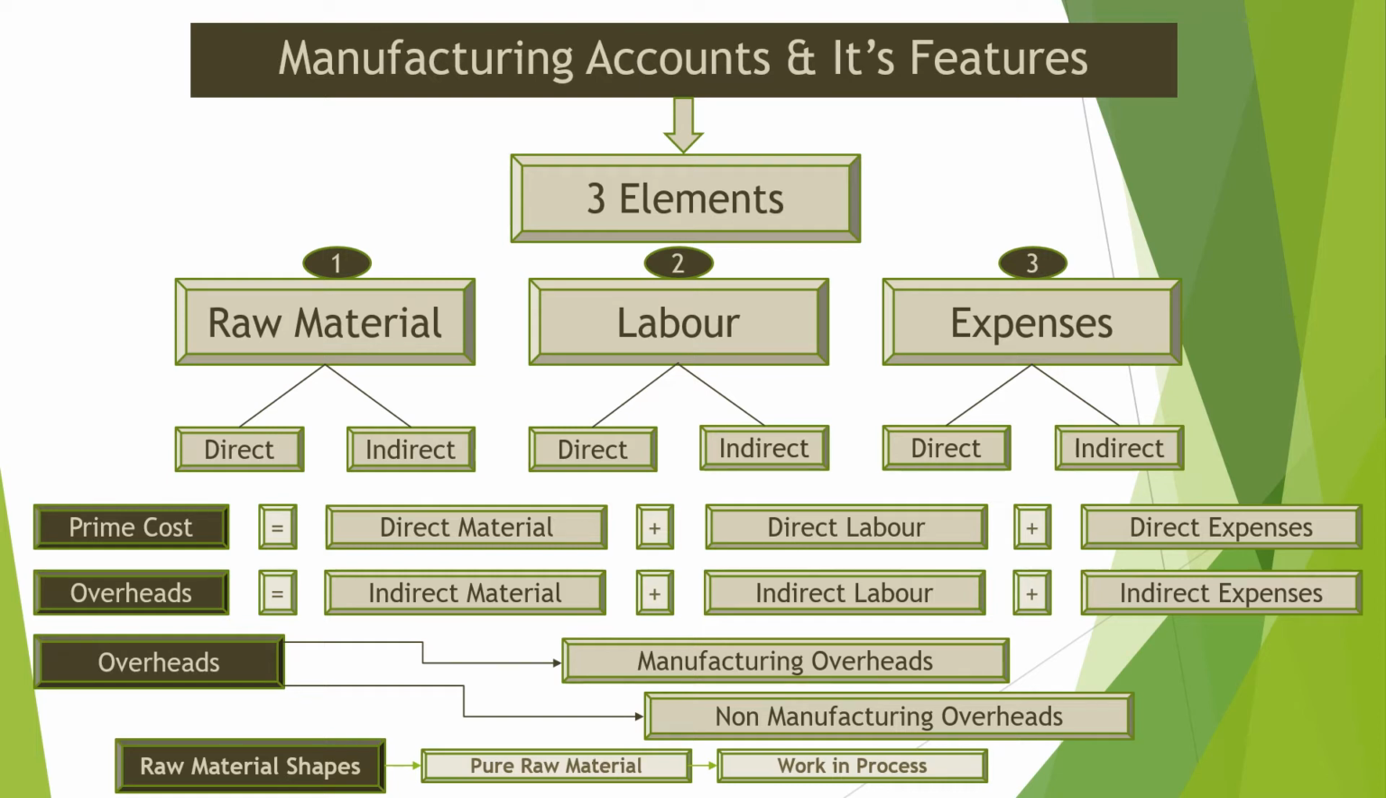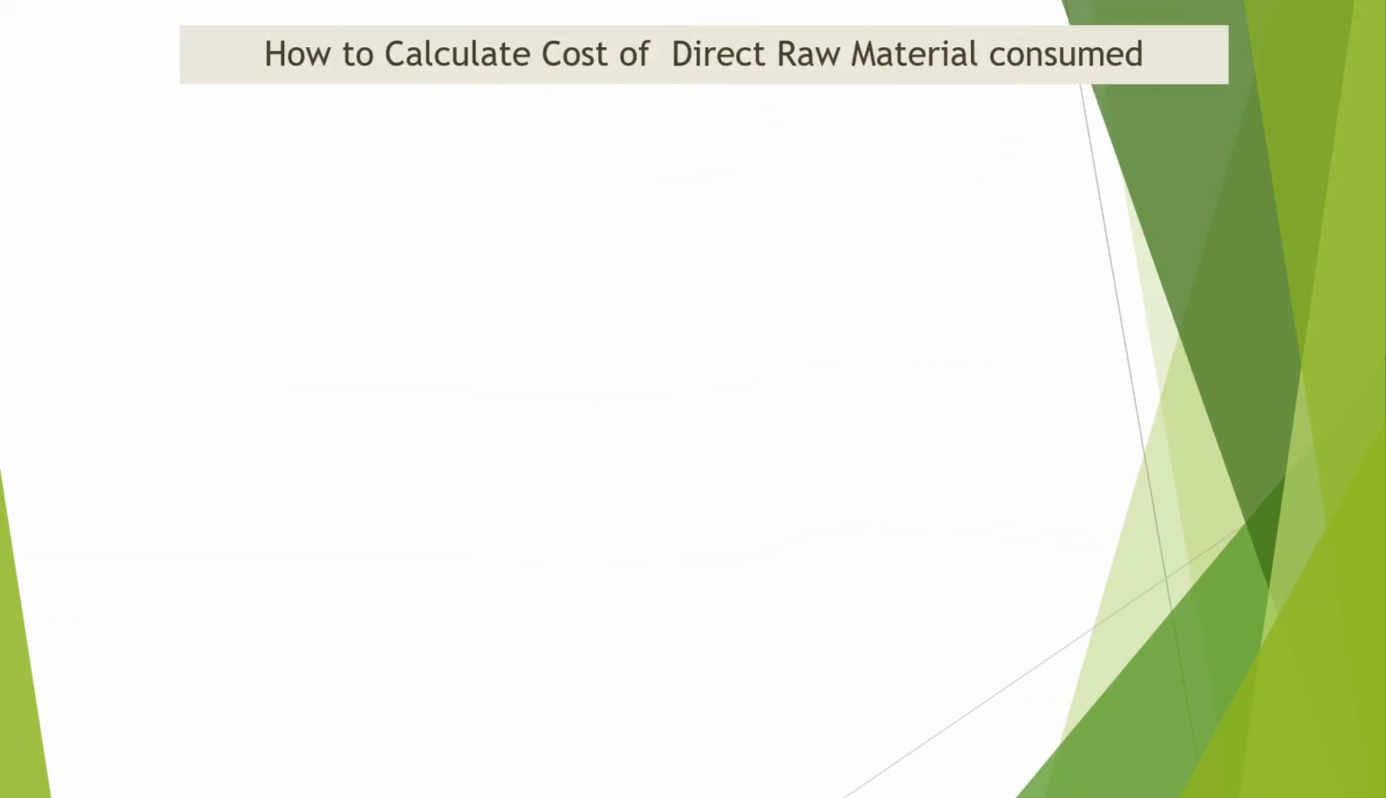Then work in progress or work in process. It means unfinished products which have a few steps left to get them finished. When an accounting period gets closed, work in process costs are also considered as inventory in hand. Finished goods. These are finished goods ready to sell. Now let's see how to calculate the cost of direct raw material consumed.